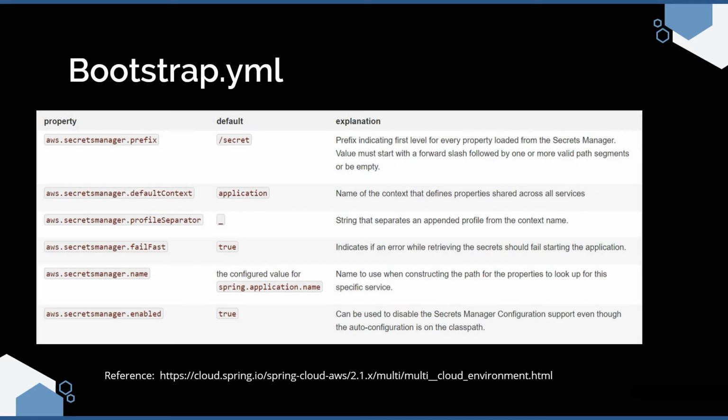And the last thing you need is the bootstrap.yaml file. These are the bare minimum properties that you need to connect to your AWS Secrets Manager. Although all of these are optional, it's okay even if you don't have them, but if you don't give them, then your application will use the default values, right? So for your understanding, I have implemented all of these properties in my bootstrap.yaml file. Now let us go back to my Eclipse.